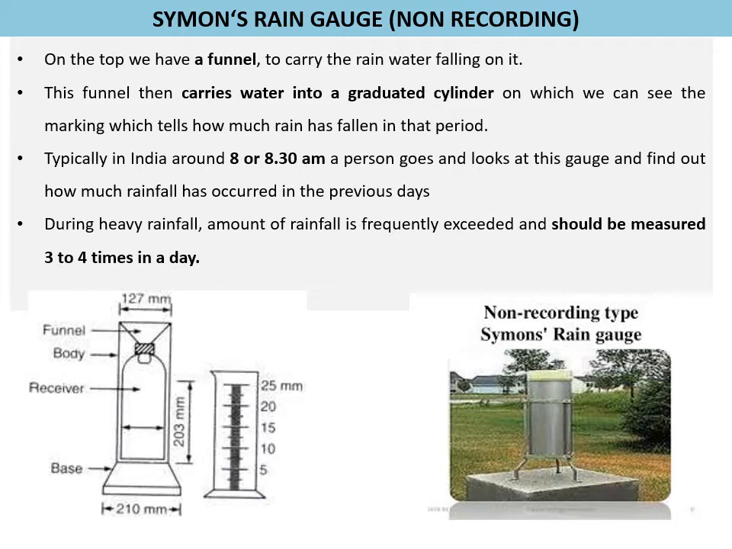So in India, generally around 8 or 8:30 am, a person who is in charge goes there and looks at these rain gauges and then finds out how much rainfall has occurred in the previous day. However, the disadvantage of this is that it can store rainfall only up to a certain capacity. So during heavy rainfall, the person will have to go at least 3-4 times to measure the rainfall because the capacity of the cylinder will be frequently exceeded.